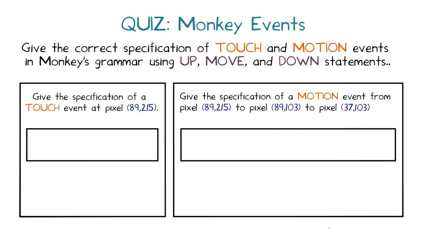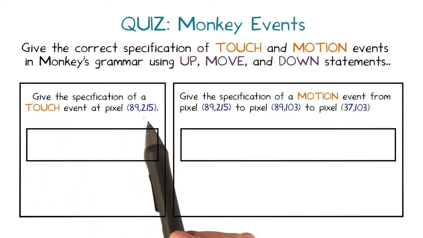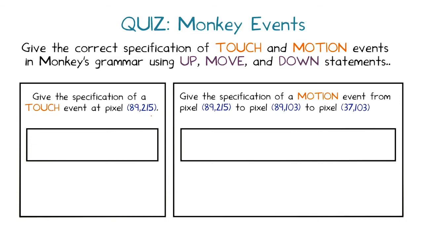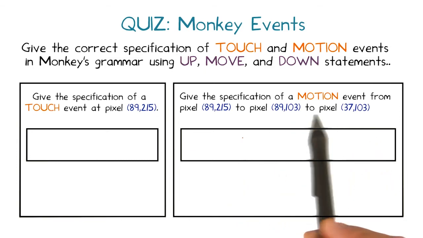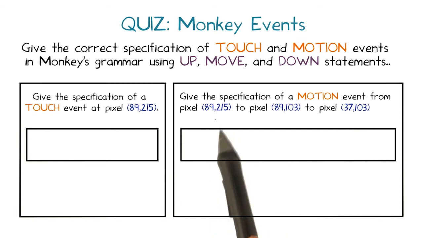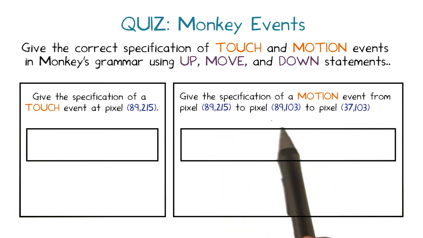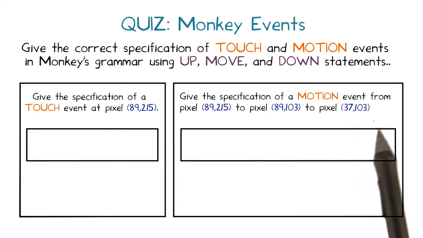Using the grammar we just defined for monkey, for this quiz you will provide the specification for touch and motion events on a mobile device. In the first box, write down the specification of a touch event at the pixel 89-15 using a sequence of up, move, and or down statements. In the second box, do the same for a motion gesture, which starts at pixel 89-15, then moves up to pixel 89-103, and then moves left to pixel 37-103.